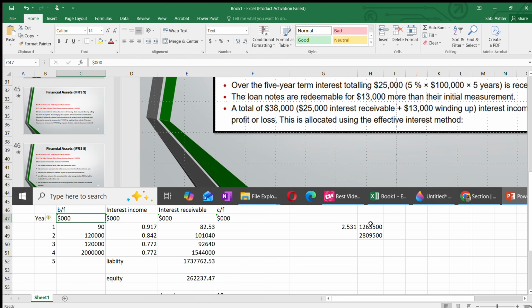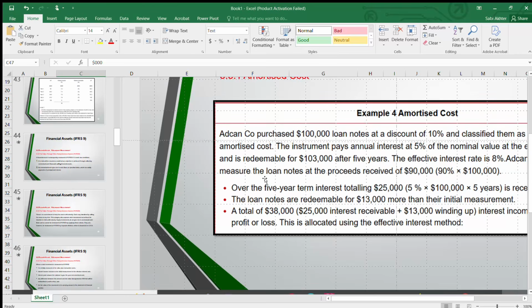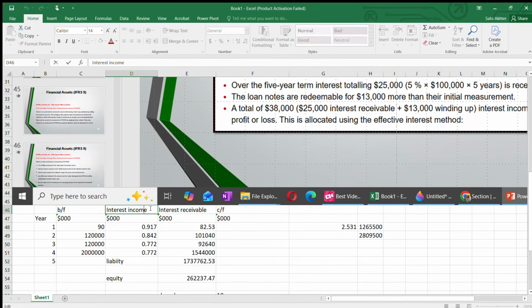Now, interest income. Remember, interest income is on the effective interest rate, that is 8%. So when you're taking this one, it will be at 8%. So here you will take it at 8% into 90, 7.2. Then interest receivable is at 5%, 5% on 100,000, which is 5. But we are not going to write direct 5 like that. We are going to put 100 into 5%, 5. And this is a negative figure.